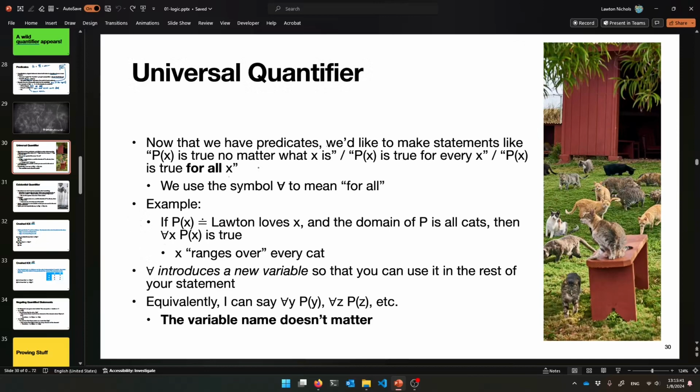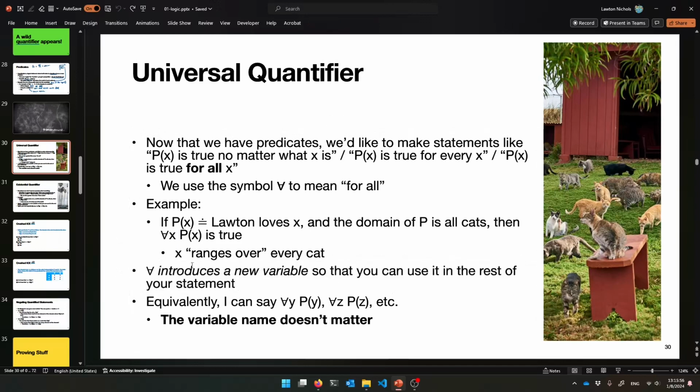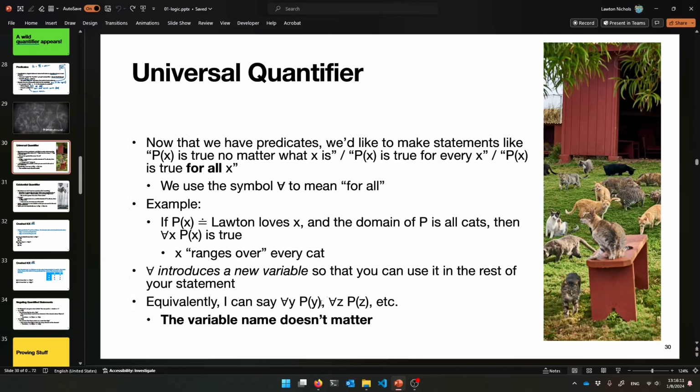One special thing that I want you to remember is that every quantifier, including this one, introduces a new variable, because we need a variable to range over in the predicate that we're going to apply it to. So you can use it in the rest of your statement. Don't forget about that. And the variable name doesn't matter. It's just a placeholder. So I could have said just as equally, for all y, P of y is true. For all z, P of z is true. Y is every cat now, Z is every cat now. It doesn't matter, it's just a variable. And so those are equivalent statements. This is just as true as this is. So that's your universal quantifier.